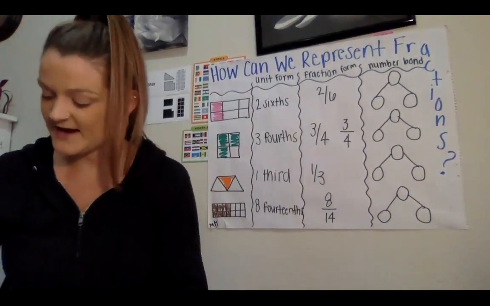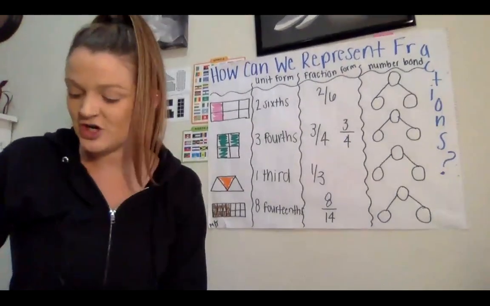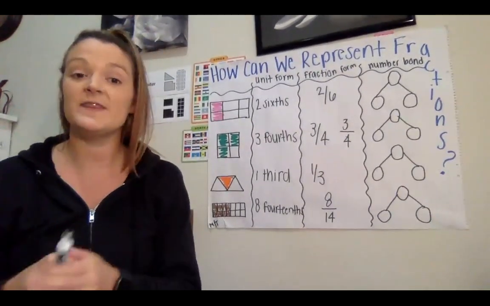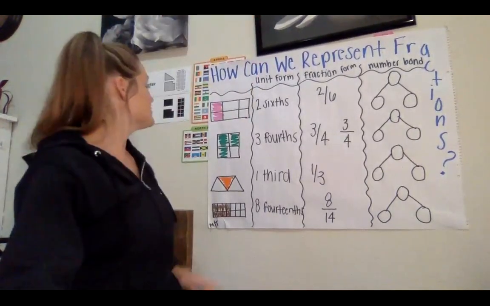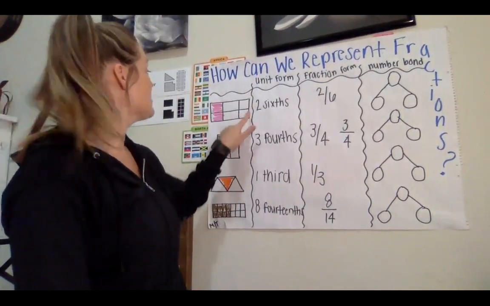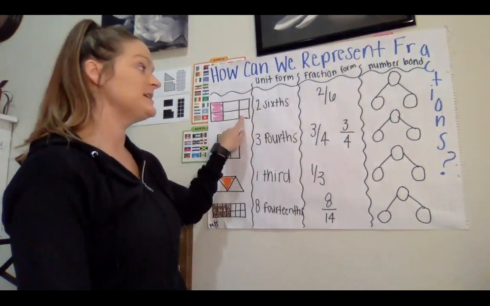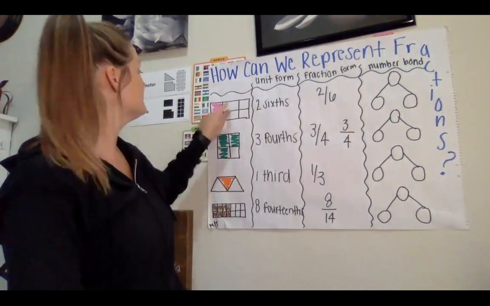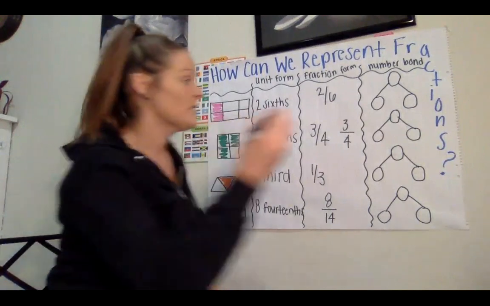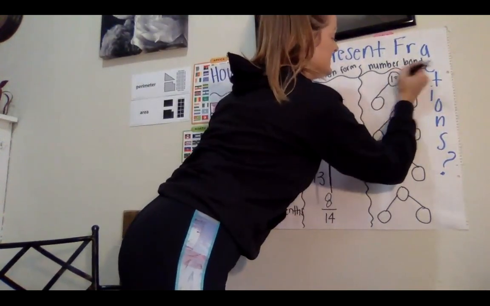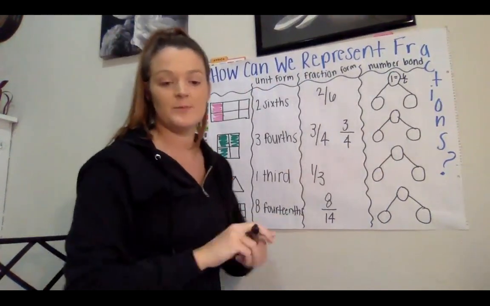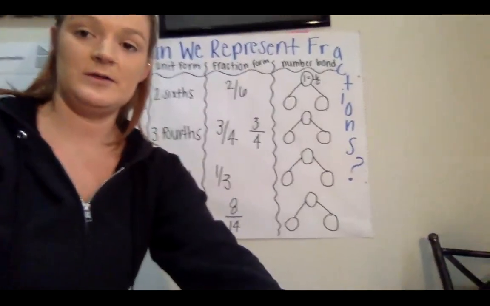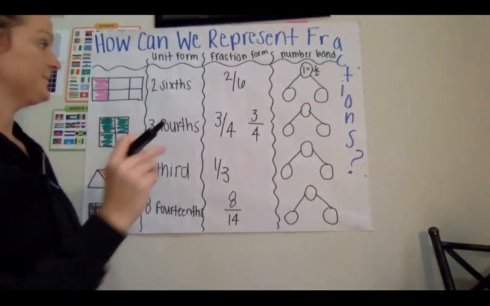So let's look at a couple of examples from our anchor chart yesterday of how we can put these into number bonds. So we're going to go back to our first picture, and I know this shape is partitioned into what? 1, 2, 3, 4, 5, 6. 6. So that means my 1 whole is equal to 6/6. I'm just going to write that outside of the number bond. And I'm going to bring my camera a little bit closer so that you guys can see.